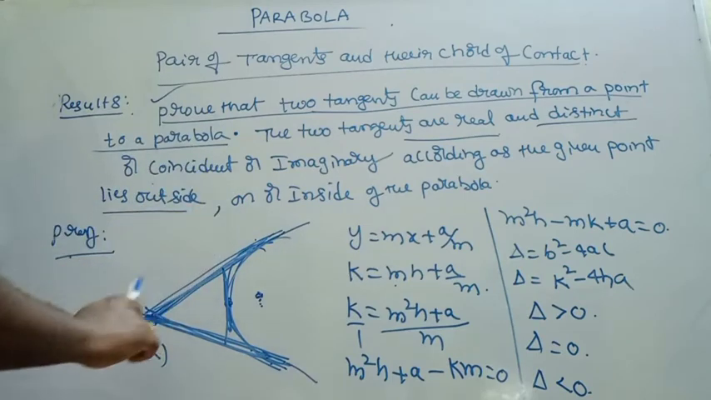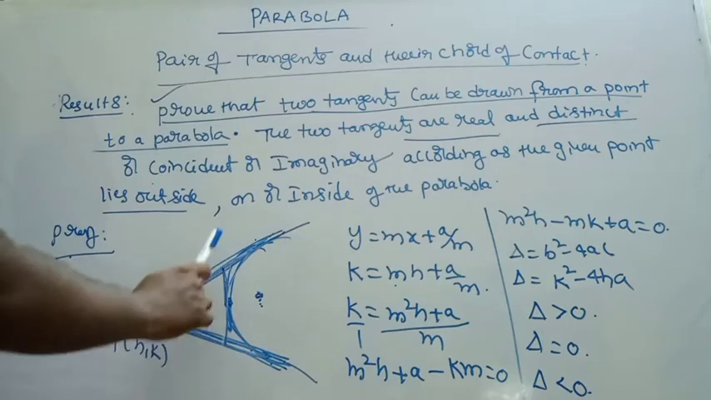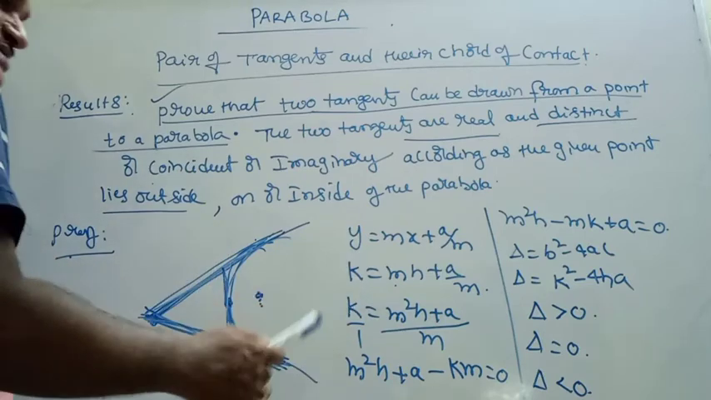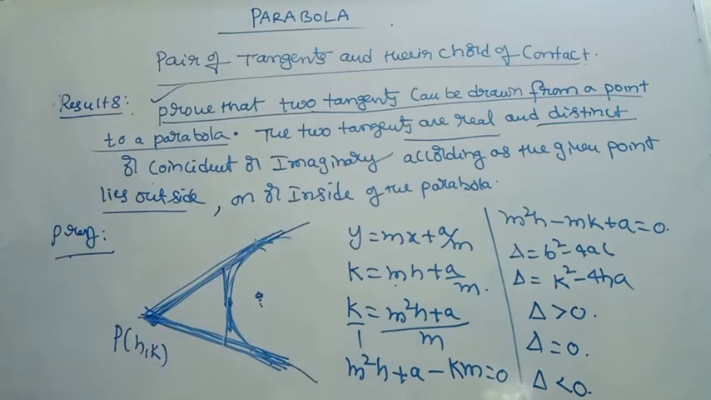Therefore, according to this delta value, we get the statement: if the point lies outside, delta greater than 0 means two real tangents. Delta equal to 0 means they lie on the parabola and coincide. When delta is less than 0, those are imaginary, meaning you cannot draw the two tangents at all, right? In this way, it gives total justice to this statement and the way of proving, right, my dear students? You please observe.